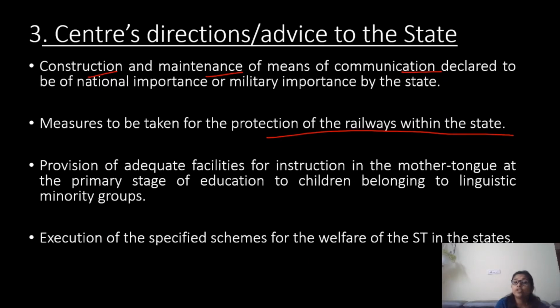Next is provision of adequate facilities for instruction in the mother tongue at the primary stage of education for children belonging to linguistic minority groups. This is very important, to preserve your own mother tongue. For example, I am from West Bengal, so my mother tongue is Bengali. Now if I shift to some other state like Maharashtra or Karnataka, no one can force me to shift from my mother tongue to some other language. I can preserve my mother tongue, and that facility I should get. These directions are usually given by the center to the state.